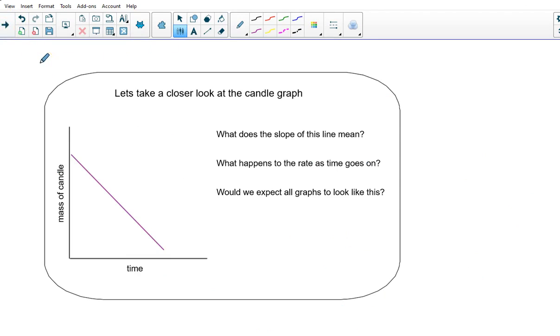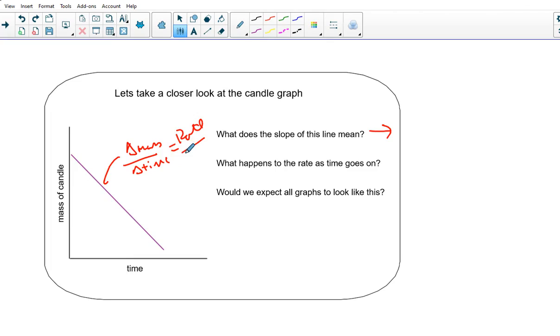So let's take a closer look at the candle graph. I just sketched this out, and you should have one out there. You have the mass of the candle decreasing, you've got oxygen, you've got carbon dioxide. These things are all kind of going like that. But what does the slope mean? I literally just talked about that. Let's reiterate that it is the change in, in this case, the mass over the change in time. So that would be, again, a form of a rate.